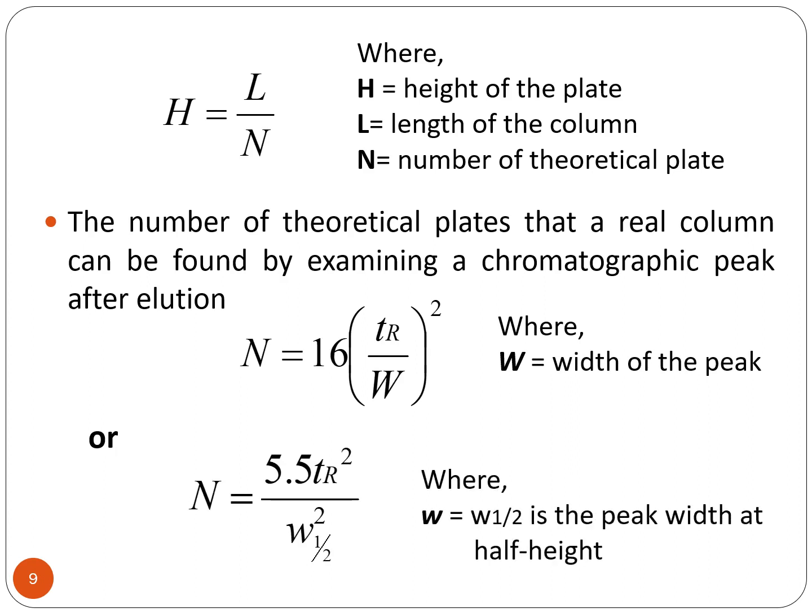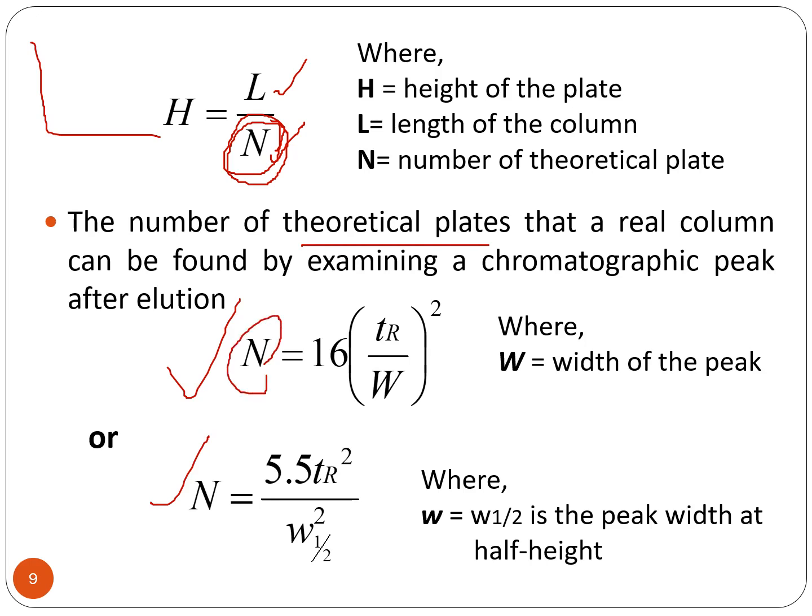Okay, the height of the plate can be calculated by dividing the length of the column by the number of theoretical plates. Okay, so from the chromatogram, or when we look at the peak that appears due to the chromatography, we can calculate the theoretical plate. How? By using these two formulas. Okay, so untuk kira theoretical plate, kita boleh divide 16 darab dengan retention time bahagi dengan width of the peak.